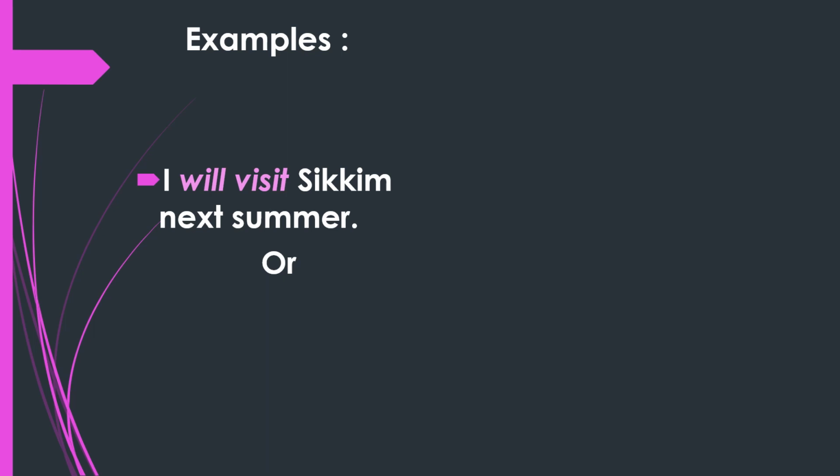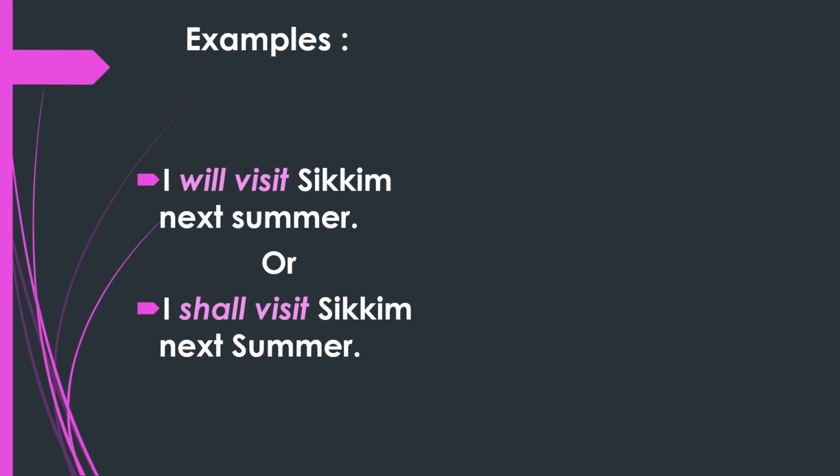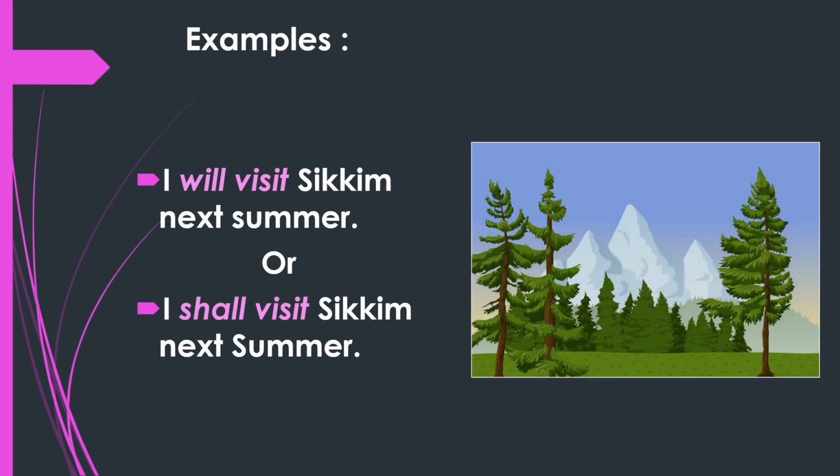When I was young, in my school days, children, we also used to write, I shall visit Sikkim next summer. So for sentences which begin with I or we, we can also use shall in place of will. In modern English, shall is not used anymore. But if you use shall, the sentence is not wrong. So the sentence becomes, I will visit Sikkim next summer or I shall visit Sikkim next summer.